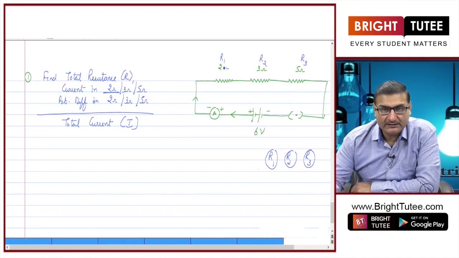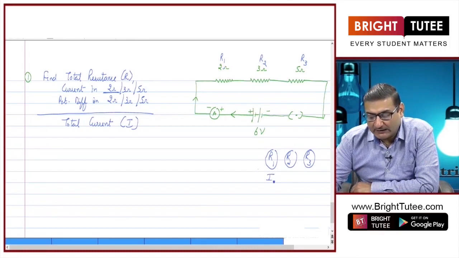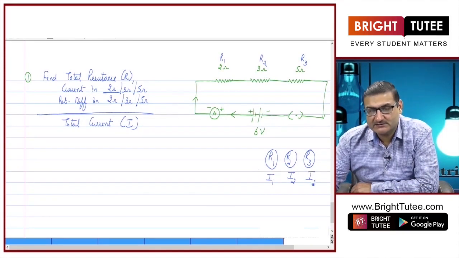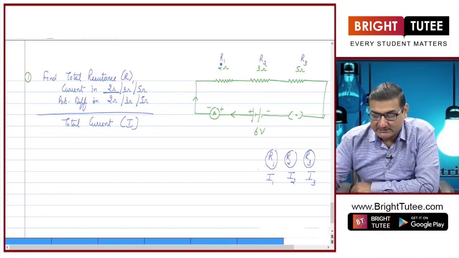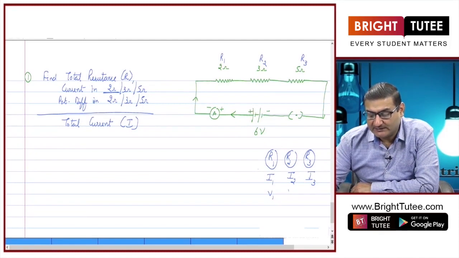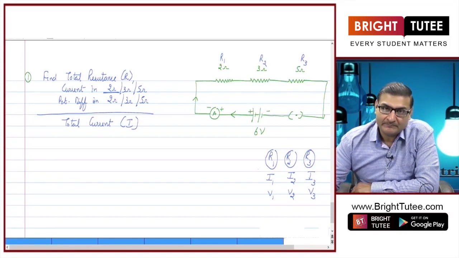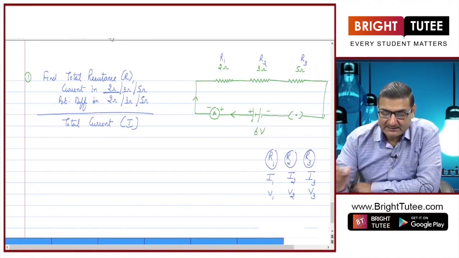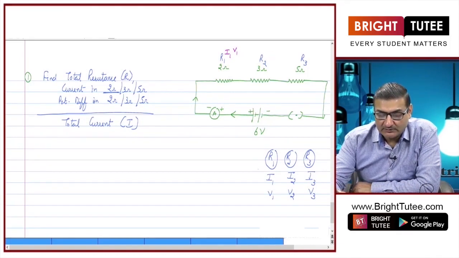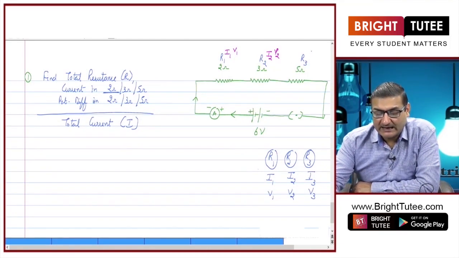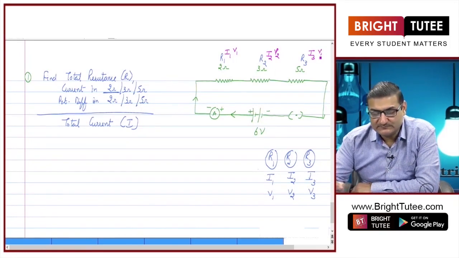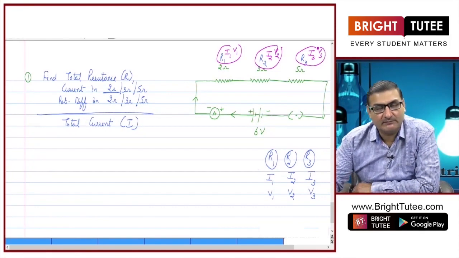Now, the current in the 2 ohm resistance will be I1, the current in the 3 ohm resistance will be I2, and current in the 5 ohm resistance will be I3. Similarly, the potential difference across 2 ohm resistance will be V1, across 3 ohm resistance will be V2, and across 5 ohm resistance will be V3. This is when I am talking about the individual resistances. For R1, the current will be I1, potential difference V1. R2, the current will be I2 and potential difference V2. Similarly, R3, I3 and V3.